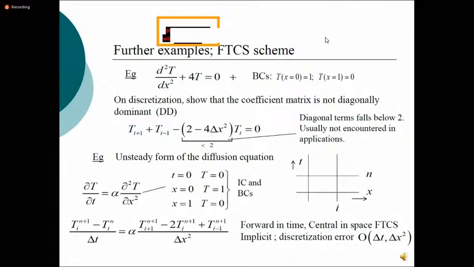Let's look at a counter example. Suppose d2T/dx² plus 4T is equal to 0, then the diagonal term will be minus 2 plus 4 delta x squared. So this is not diagonally dominant. So here you cannot use Gauss-Seidel. Other methods may be used, but Gauss-Seidel cannot be used. Why? Because you do not have diagonal dominance.